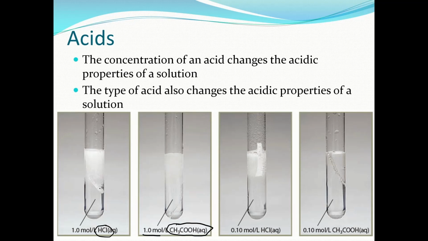And this is a little magnesium strip, so this is a metal. Acids react with metals, and if we look at these 2 pictures, this one looks like it's bubbling more than this one. So same concentration, but this acid reacts more. So let's go to a lower concentration. Same concentration again, 2 different acids. This one's bubbling, this one's not bubbling at all. So although they have the same concentration, the type of acid changes its acidic properties. Some acids will react more than other acids.